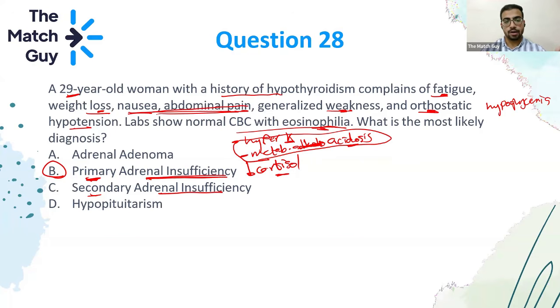Okay, why the nausea and abdominal pain? Unfortunately, we do not know. No one knows, but it is a classic finding. So it is classically associated with adrenal insufficiency, abdominal pain. That's an important finding as well.